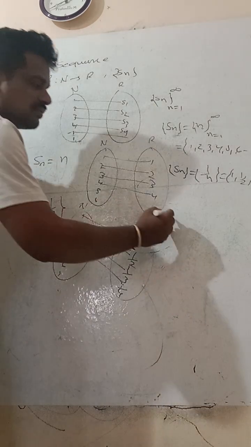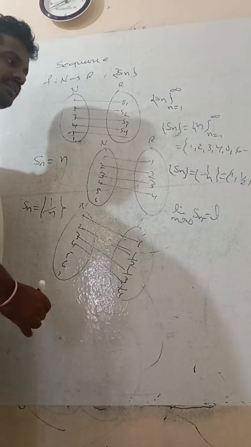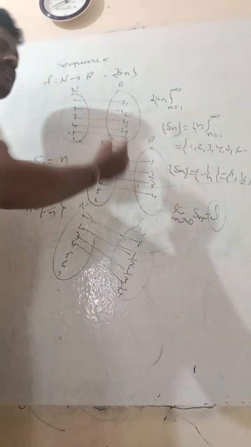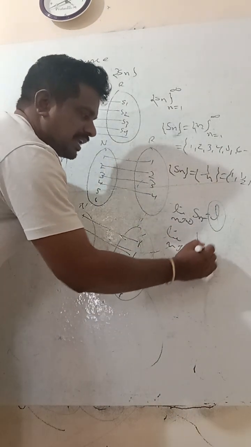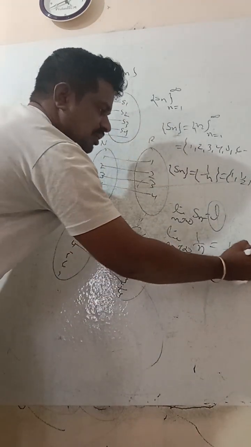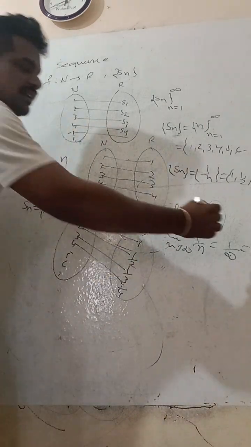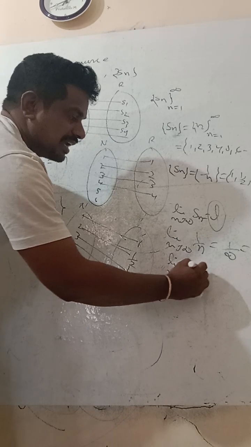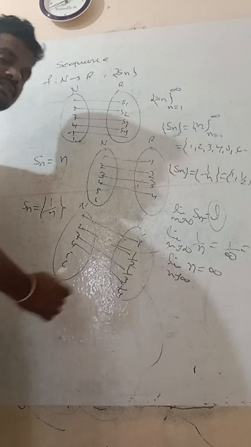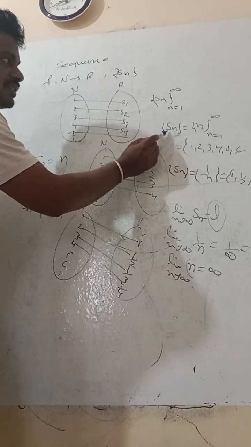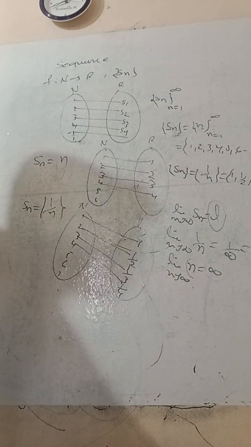So the limit of the sequence is this: if the limit as n tends to infinity of Sn is equal to L, then you can say that this L is called the limit of the sequence. For example, I am taking the limit as n tends to infinity of 1 by n, which is 1 by infinity, which is 0. The limit as n tends to infinity of n: put n equal to infinity, so you get infinity. Therefore the limit of the sequence Sn equal to n is infinity. So these are the definitions of the limit.